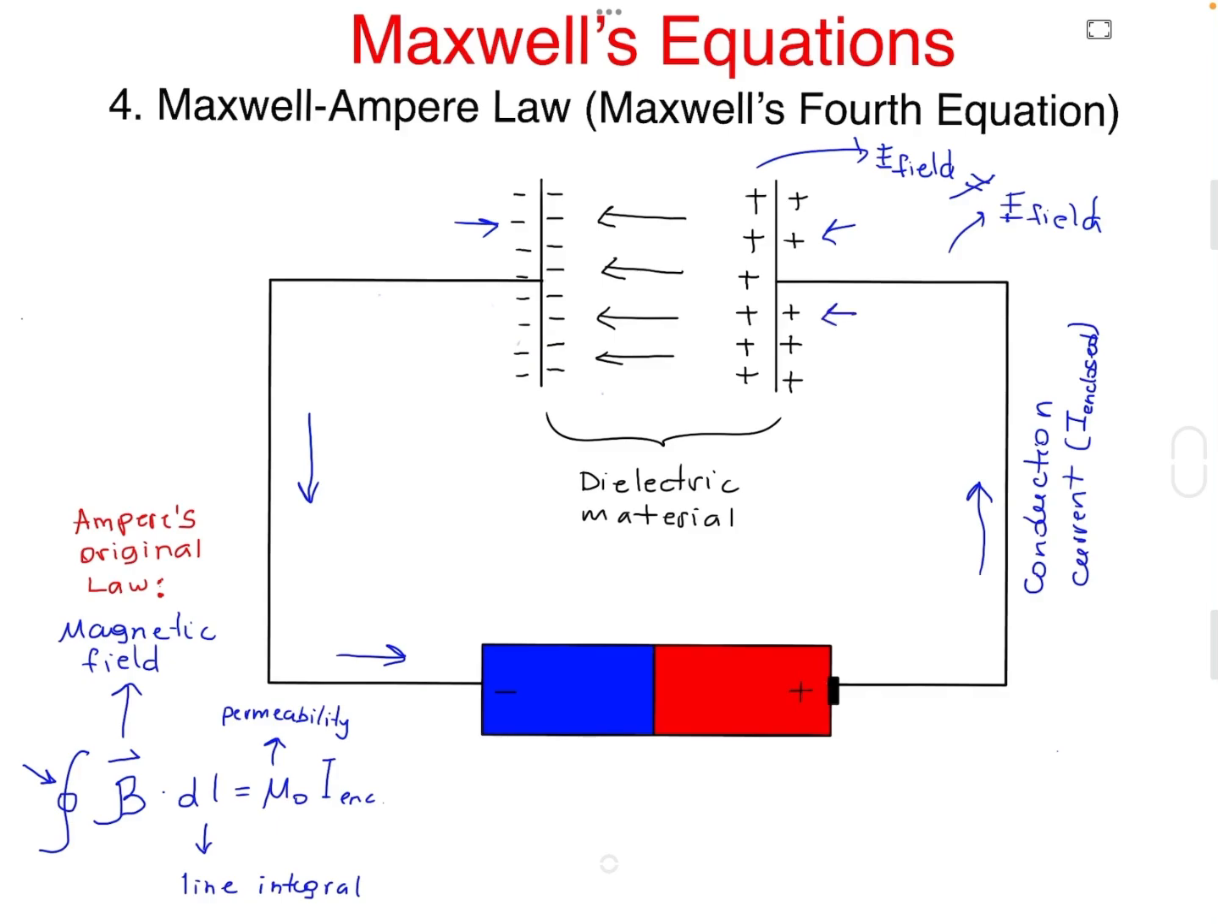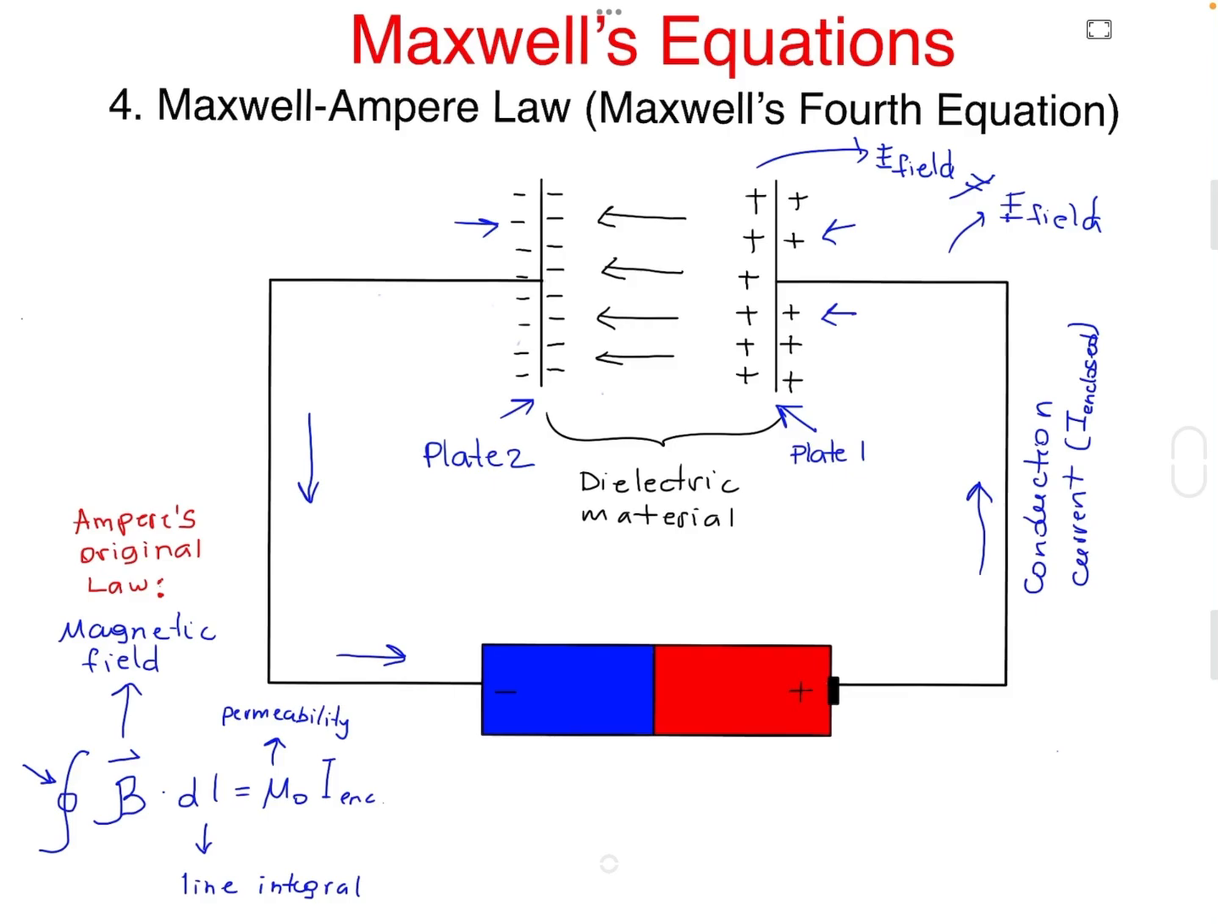Here is the capacitor plate. So this is plate number 1, and this is plate number 2. Up to this point, up to capacitor plate number 1, the current stays the same. But then the current doesn't cross the dielectric gap. Now we have this gap actually.